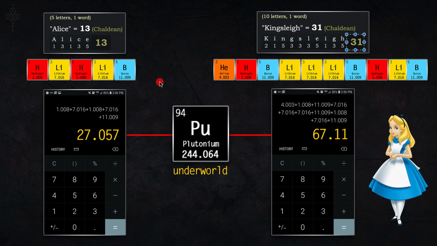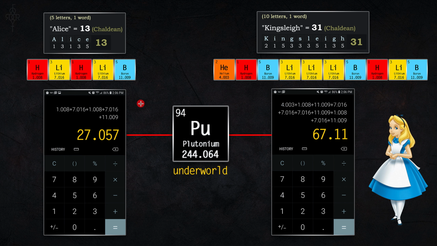And let's break down the alchemology of Alice Kingsleigh. And again, alchemology is the numerology tied to the elements of the periodic table. It's really simple. Alice is a 5-letter word, 13135, and that's hydrogen, lithium, boron, 13135. And then we add this up, folks.